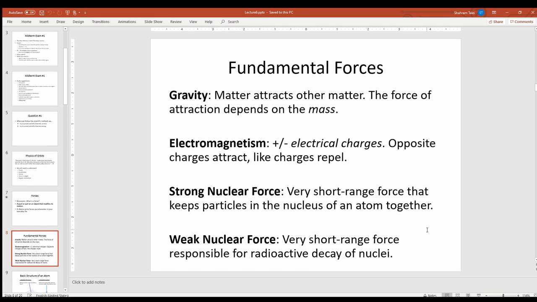What are the fundamental forces? We have gravity. Matter attracts other matter, and this attraction depends on their mass. We have electromagnetism between positive and negative electric charges. Opposite charges attract, like charges repel each other. We have the strong nuclear force, which is very short range but keeps particles in the nucleus. We have the weak nuclear force, which is very short range and is responsible for radioactive decay of the nucleus.